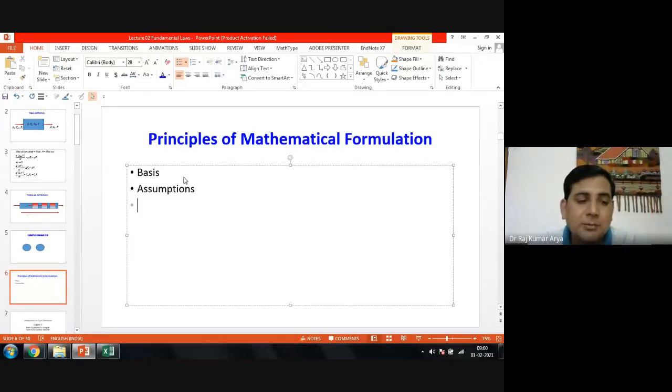So these assumptions will make your model closer to the realistic one, and it will simplify the basic fundamental equation which you have applied. Correct?